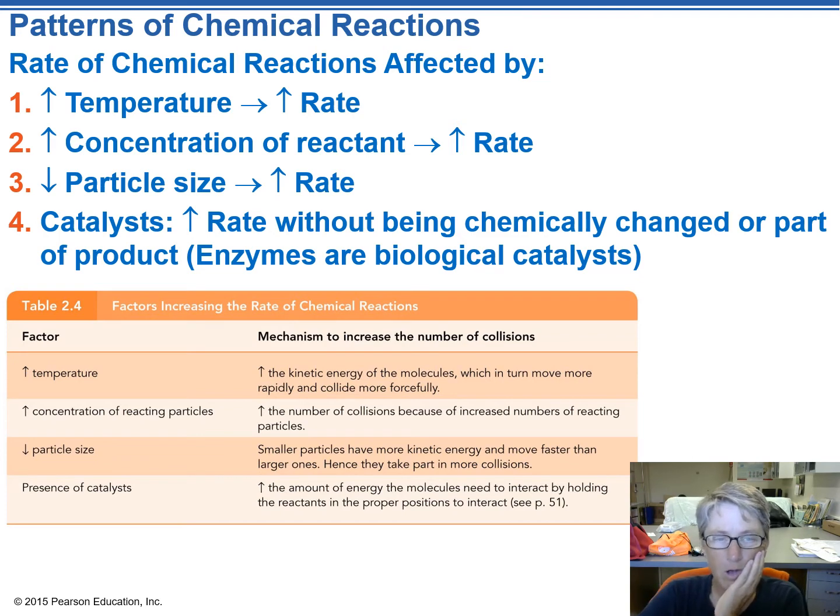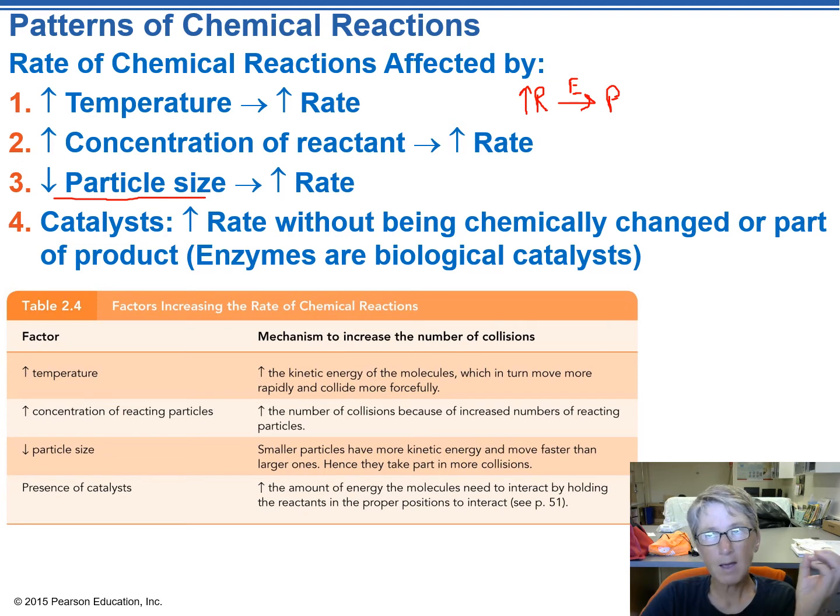If you increase the concentration of the reactants, so remember the reactants are here, and then the products are on the right side of the arrow. Oh sorry, let me put your enzyme here over the arrow. If you increase the concentration of the reactants to a certain degree, you'll also increase the rate of the chemical reaction. So that means you'll make more products quicker. If you have a smaller particle size, so if you've got smaller reactants, that can also increase the rate of the chemical reaction. And then this term is a catalyst.